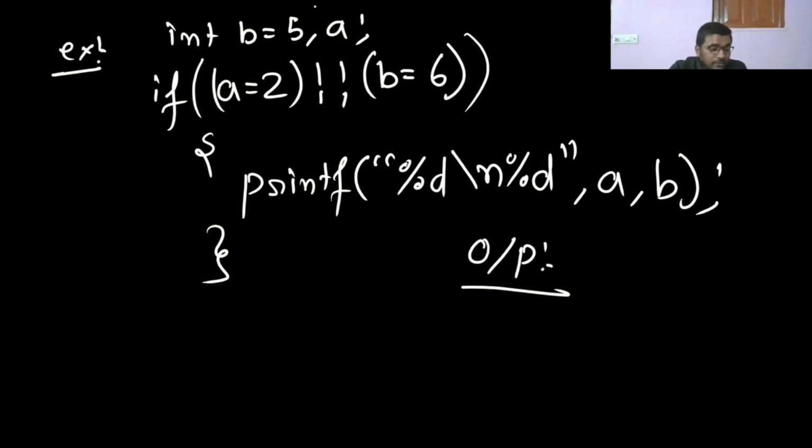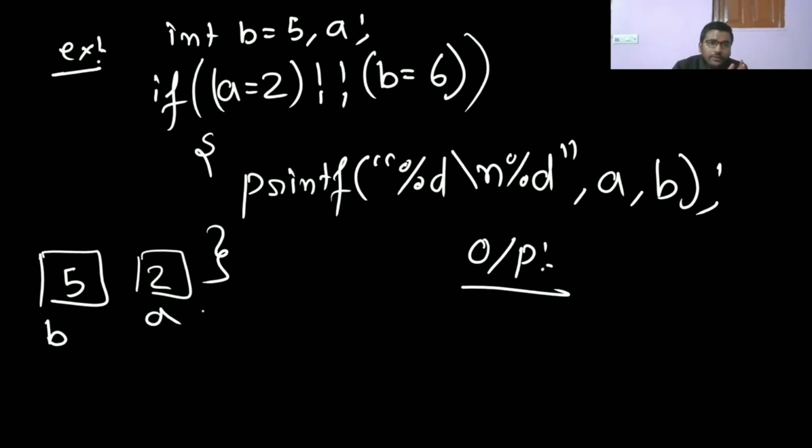So first B is equal to 5. Now it is an OR, so it will execute from left to right. A is equal to 2, it will assign 2 to A. Now see, this is an assignment operation, and this expression's value is going to be 2, whatever the value of the left operand, which is going to be true. So it is going to be true, so it will not execute this.